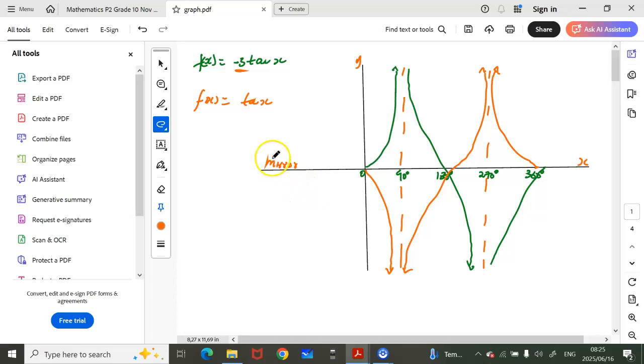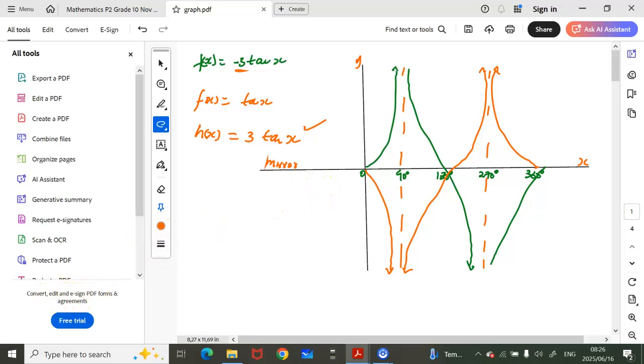And then they want the equation. So the equation of the reflection of f, minus 3 tan x, will then be h of x. Remember, it will be positive, no more negative, so it will be 3 tan x, and that is the equation they are looking for, for the green graph. And that's how we can do this one. So expect something like this. It's not that difficult to draw the graph of tan.